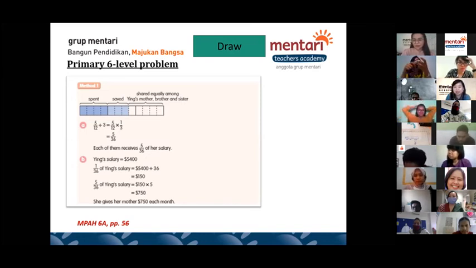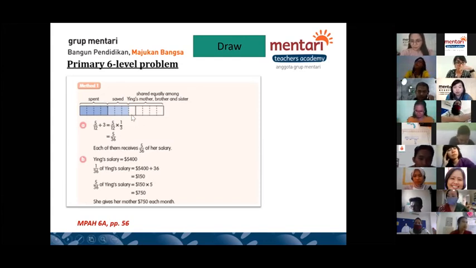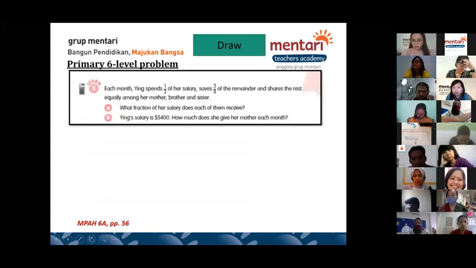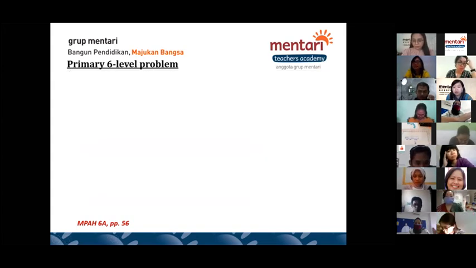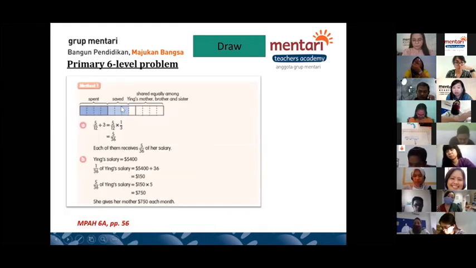Okay, Miss. So these were the drawings, Bapak Ibu. You start with the line that divides into 3 equal parts first, because that's the part where Ying spends her money first, and then afterwards you're dividing the remaining parts into 8. So that means you need 4 equal parts in the remaining 2 parts. And it means you can also divide the first part into 4 equal parts. So altogether, now there are 12 equal parts.